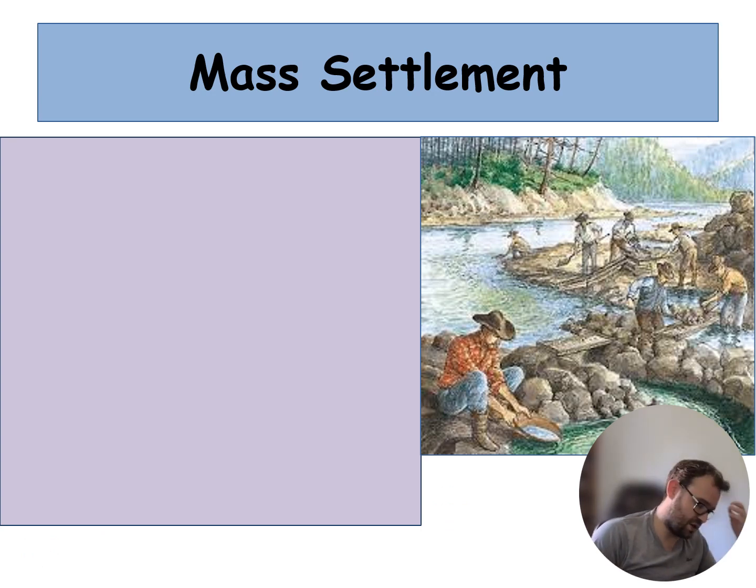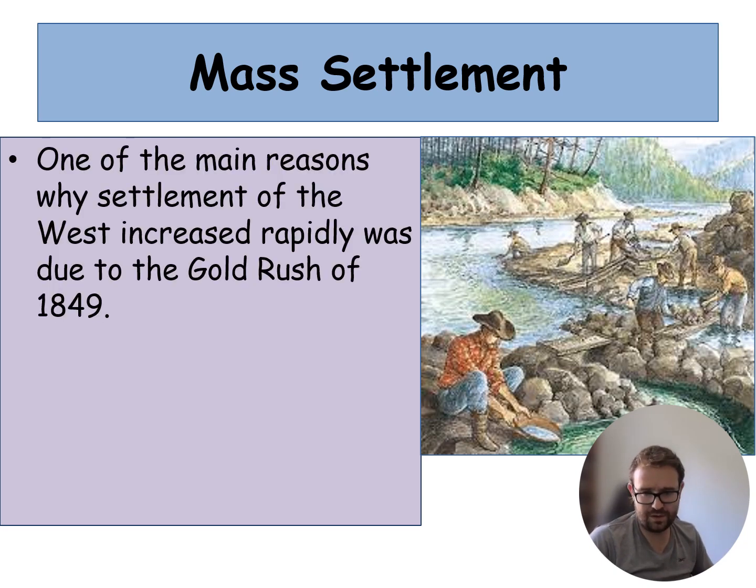Okay, so that was just a little bit of the policies. You need to know them. Now we're going to have a look at lawlessness. It's all about mass settlement, which means they're outstripping government control, meaning people have to look after themselves.